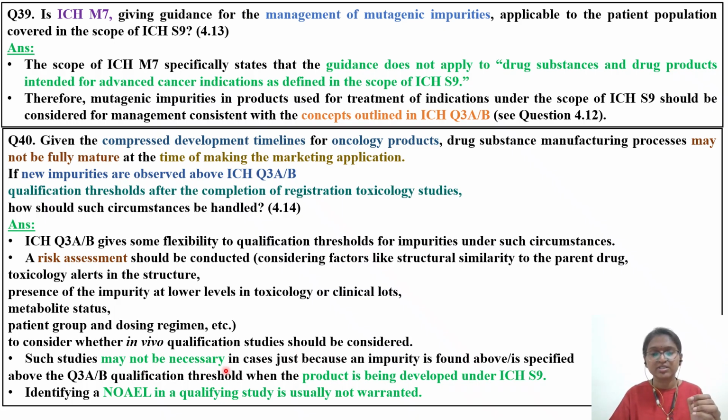Such studies may not be necessary just because an impurity is found above a specified ICH Q3A, Q3B threshold. So the ICH agency states that generally new studies are not needed for this identified impurity. You can go for risk assessment. There are 6 to 7 methods where, by justifying and comparing these things, you can justify to the agency. When the product is being developed under ICH S9, identifying a novel qualifying study is usually not warranted. So additional systemic toxicology studies in such cases are not needed.